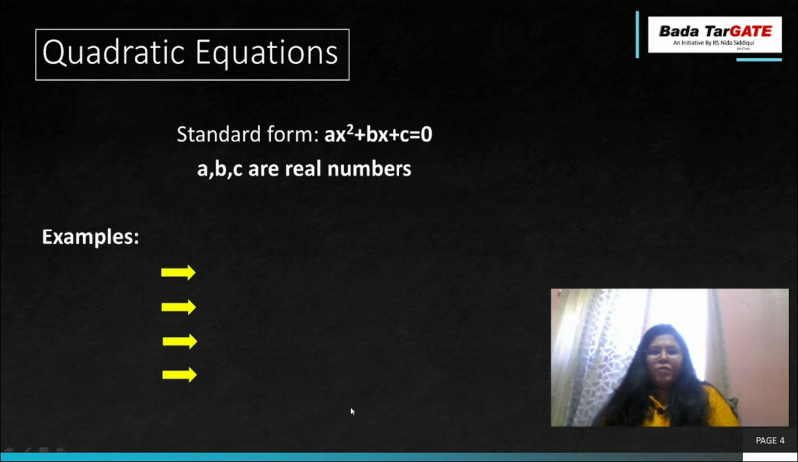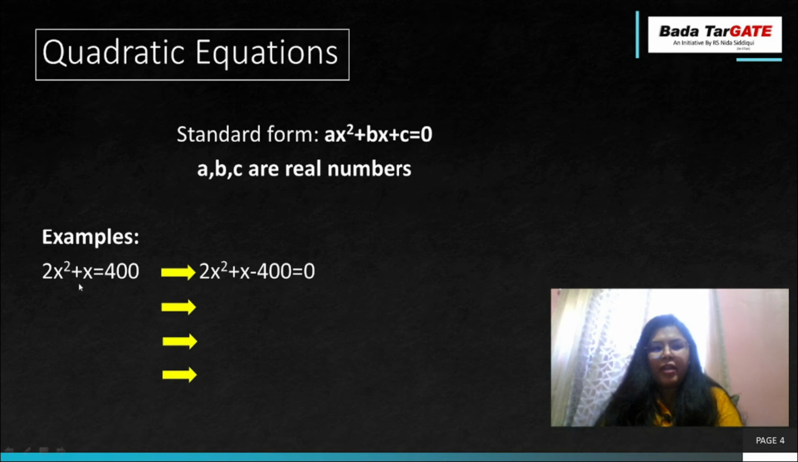So now comes the quadratic equation. The standard form I have shown you earlier, in which a, b, c are real numbers where a can't be 0. So I am giving you different examples. The first example is 2x square plus x is equal to 400. So I have to make it a standard form in which all the terms come to the left hand side, and in the right hand side we have 0. So I simply move 400 towards the left hand side, that is 2x square plus x minus 400 equals 0.